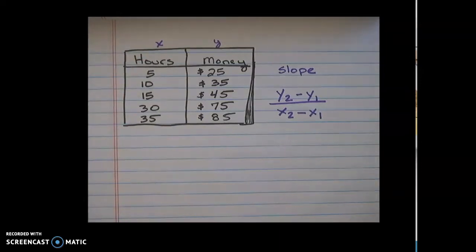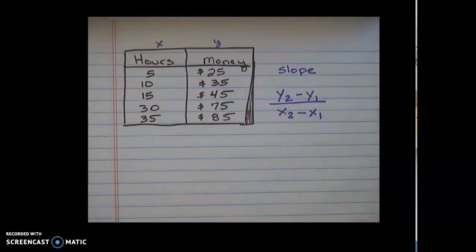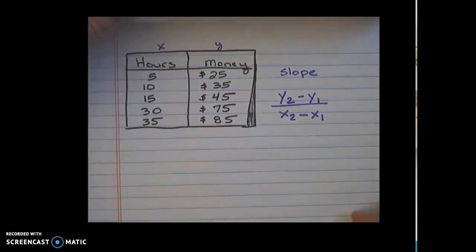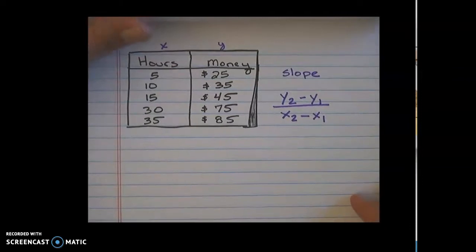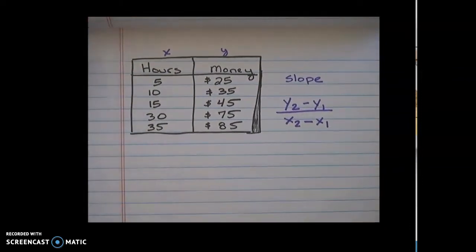And the nice thing today is, given a table, it doesn't matter which x and y values I pick. I can pick anything, and if it really is linear, if he really does make the same dollars per hour, it won't matter which points I pick. So I'm going to do a couple just to show you that. I'll give one more example, and that'll be kind of it. We'll have you guys try some on your own.